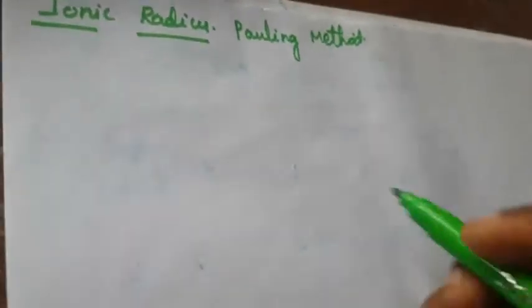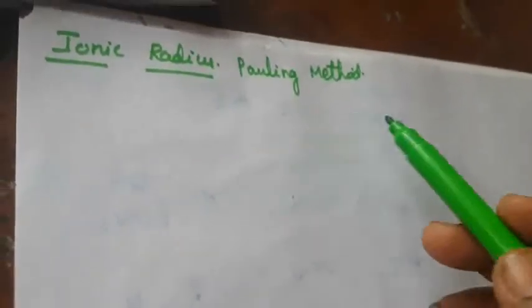Okay, so the next topic is ionic radius, that is how to calculate the ionic radius of an atom in an ionic compound. So how to calculate the ionic radius using the Pauling method.